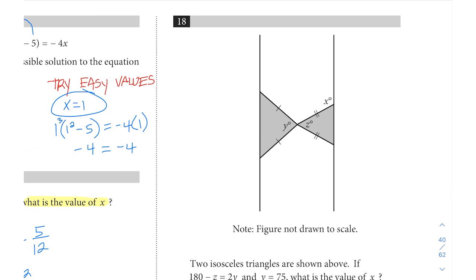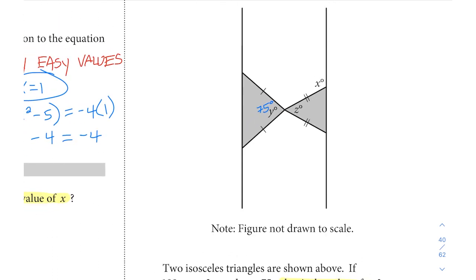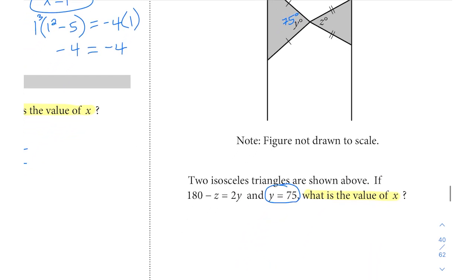And here we have a figure, and they tell us two isosceles triangles are shown above. If 180 minus z equals 2y and y equals 75, what is the value for x? So again, they really just want the value for x, but they give us some values that we can at least plug into the information given and start to piece this together. We know that y is 75 because they tell us that value right in the question. They say y is 75. And then they give us an equation where we could solve for z if we know a numerical value for y. Let's see what we get.